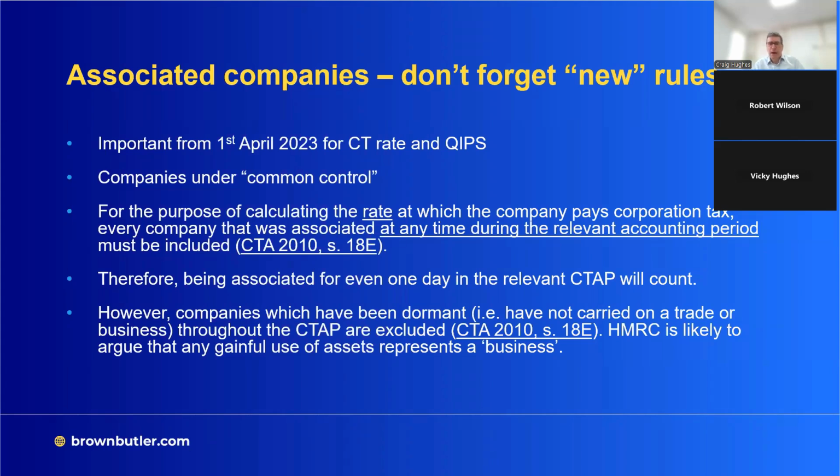Now, we can ignore dormant companies, i.e. companies that haven't undertaken a trade or any business throughout the period. However, the revenue are likely to argue that any gainful use of assets is going to represent undertaking a business, and therefore a company won't be dormant. We'll come on to that now and talk a bit more around what that actually means.